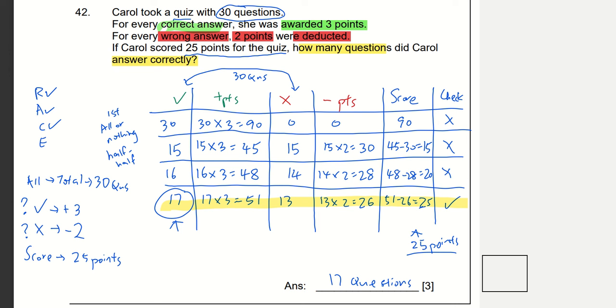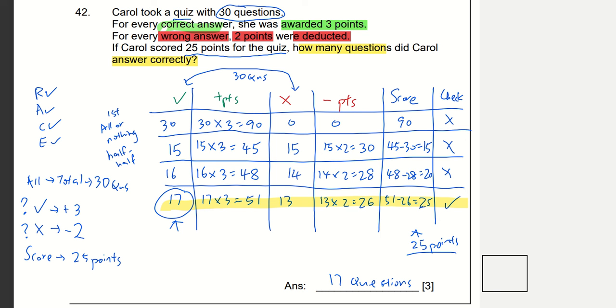So this method is called guess and check. Here I'm drawing a table to list down a few guesses. Now there are alternative methods to this, for example the assumption method or listing. The idea is that you don't know how many questions you got right and how many questions you got wrong. So I have to be making guesses.